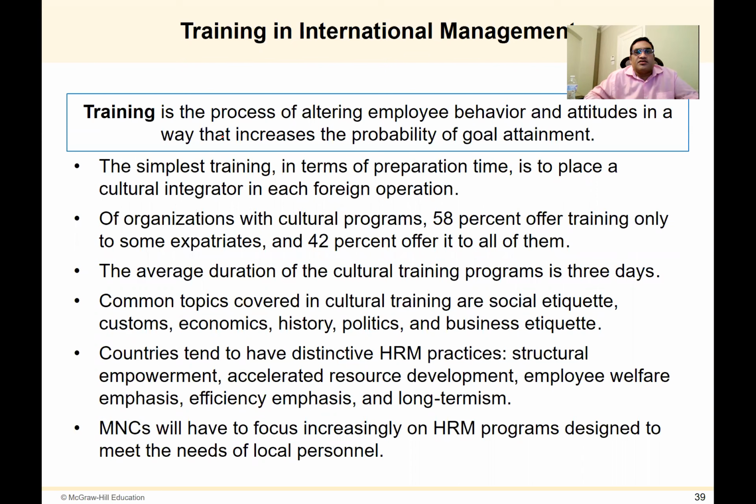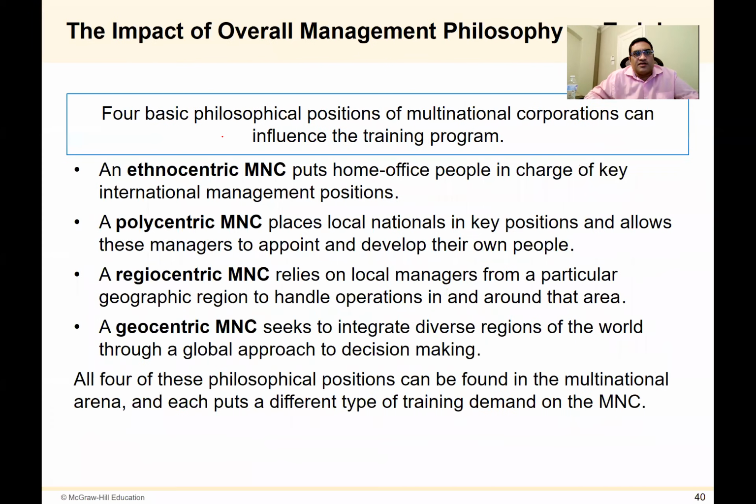And then these are the training programs, different kinds of programs that are there. So, different philosophical positions. Ethnocentric is whatever the home country, which is, let's say, the US, does is what they're going to do everywhere. Meaning you're saying that whatever works in the US will work everywhere. Polycentric is you're actually changing strategies based on the locations. Regiocentric is like a region.